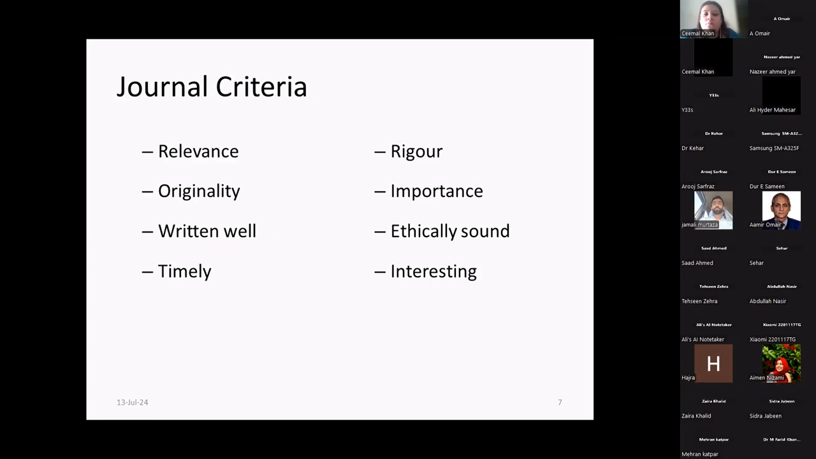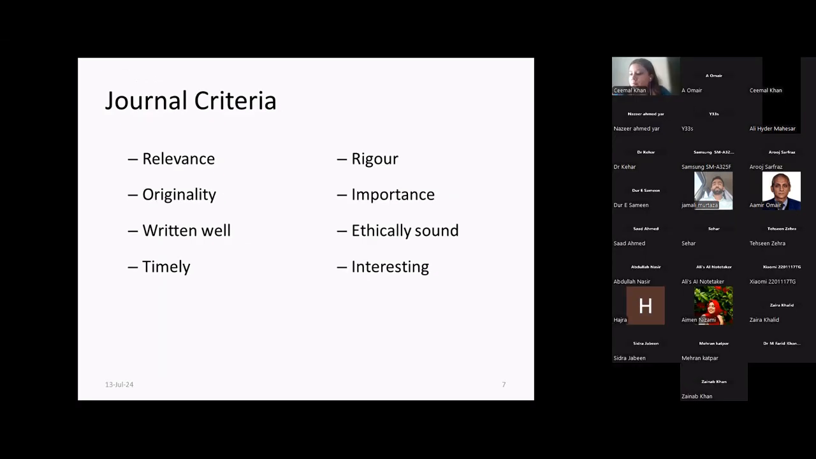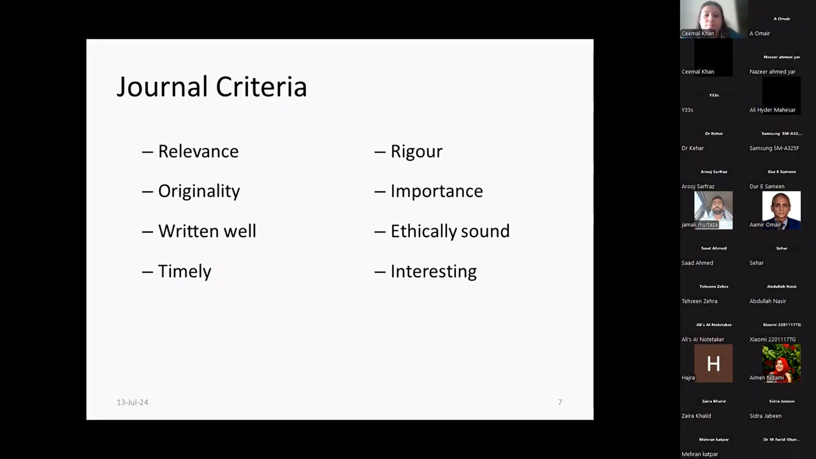Also, it must be timely, meaning when it was done and when it is being published. Now, unfortunately, for many of our researches, from the time it's completed to the time of publication takes at least 2 to 3 years. And rigor is how much you have put into that. I'll give you some tips on how we look at it, the importance to the journal, ethical considerations, and finally, is it interesting or not?